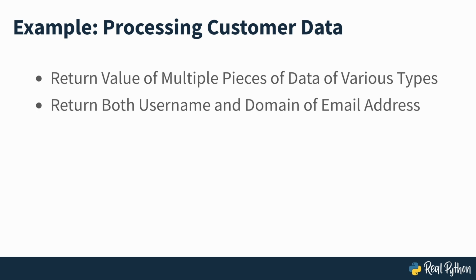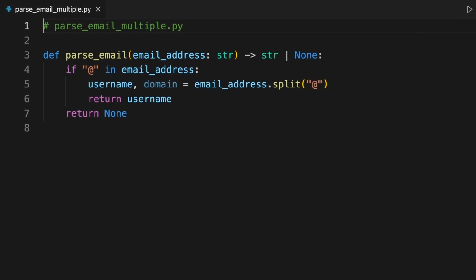In addition to returning the username obtained from the email address, you want to update the function to return the domain as well. Here's how you'd use type hints to indicate that the function returns a tuple with a string for the username and another string for the domain. The function's return type is a pair of two strings that correspond to the username and domain of the email address. Alternatively, if the input value doesn't constitute a valid email address, then the function returns None.